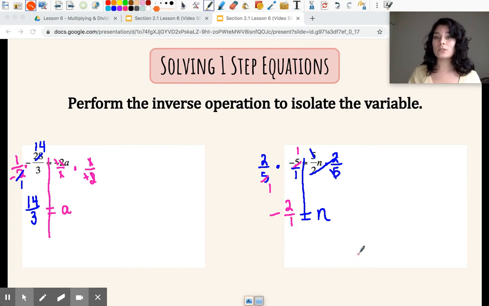Now I can leave my answer like this, but some of you might have noticed that any number divided by 1 is just itself. So I could also write my answer like this. 2 over 1 is the same thing as 2. So either of these would work.